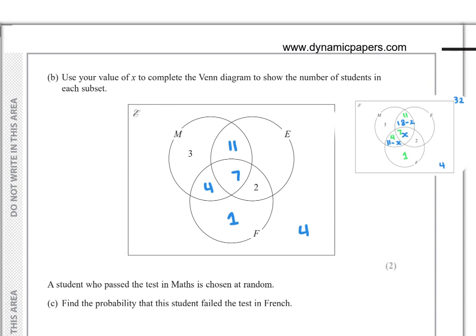A student who passed the test in math is chosen at random. Find the probability that this student failed the test in French. So for math, we have 25 in all. The students who failed in French are 3 and 11. So this region contains 3 plus 11. So 14 out of 25.